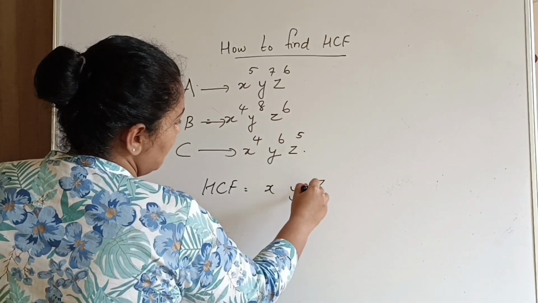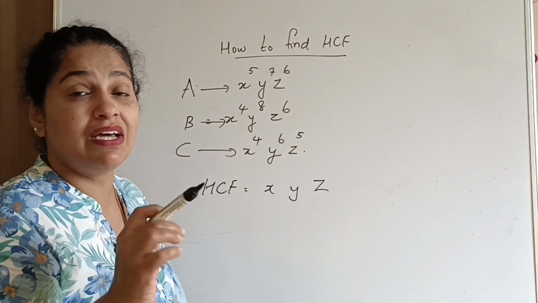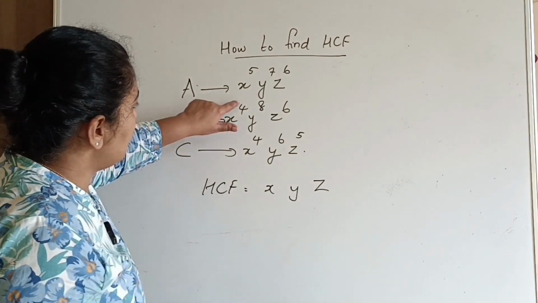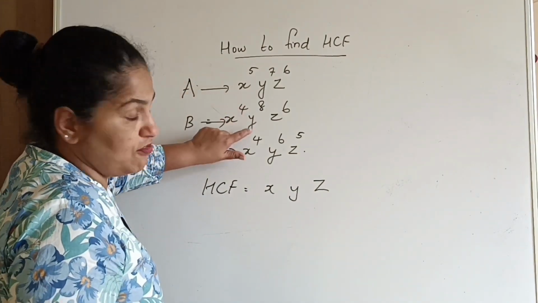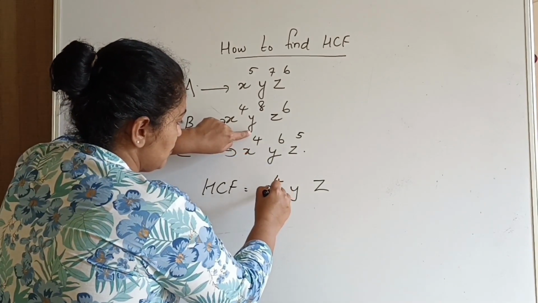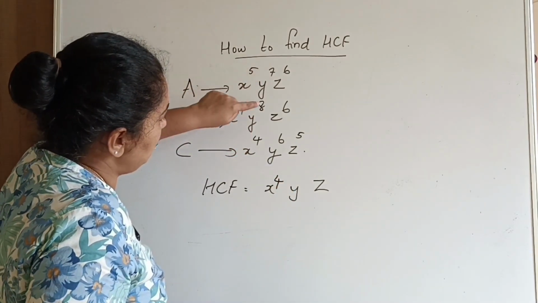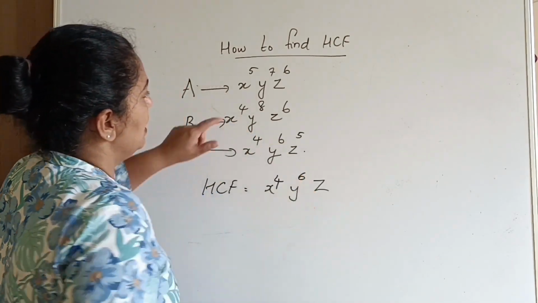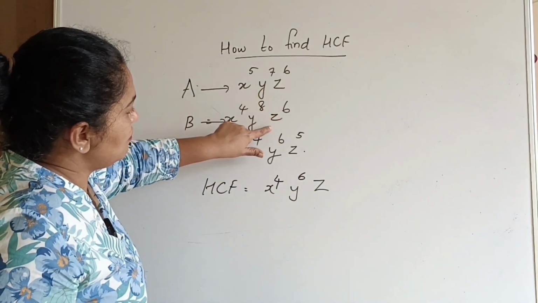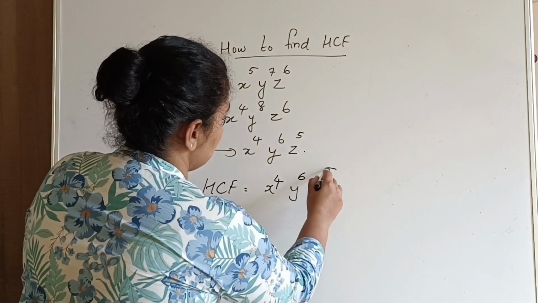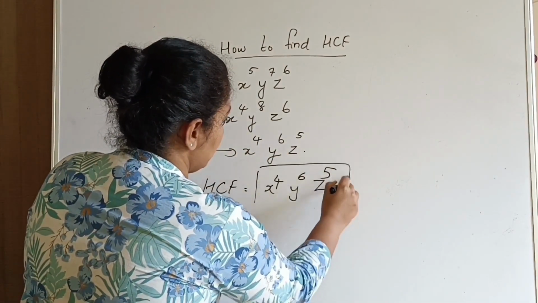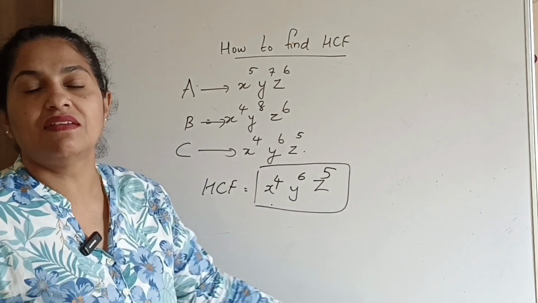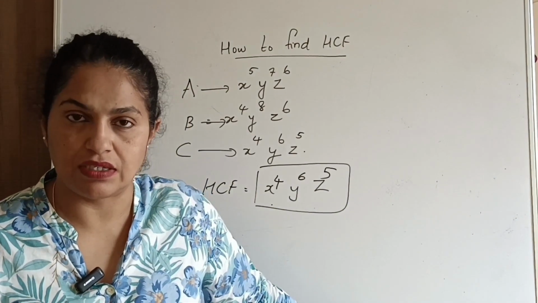Our task is only to find out the power that we need to take. x raised to 5, x raised to 4, x raised to 4. So I take the least. y raised to 7, y raised to 8, y raised to 6. So I take y raised to 6. z raised to 6, z raised to 6, z raised to 5. So this is our highest common factor.